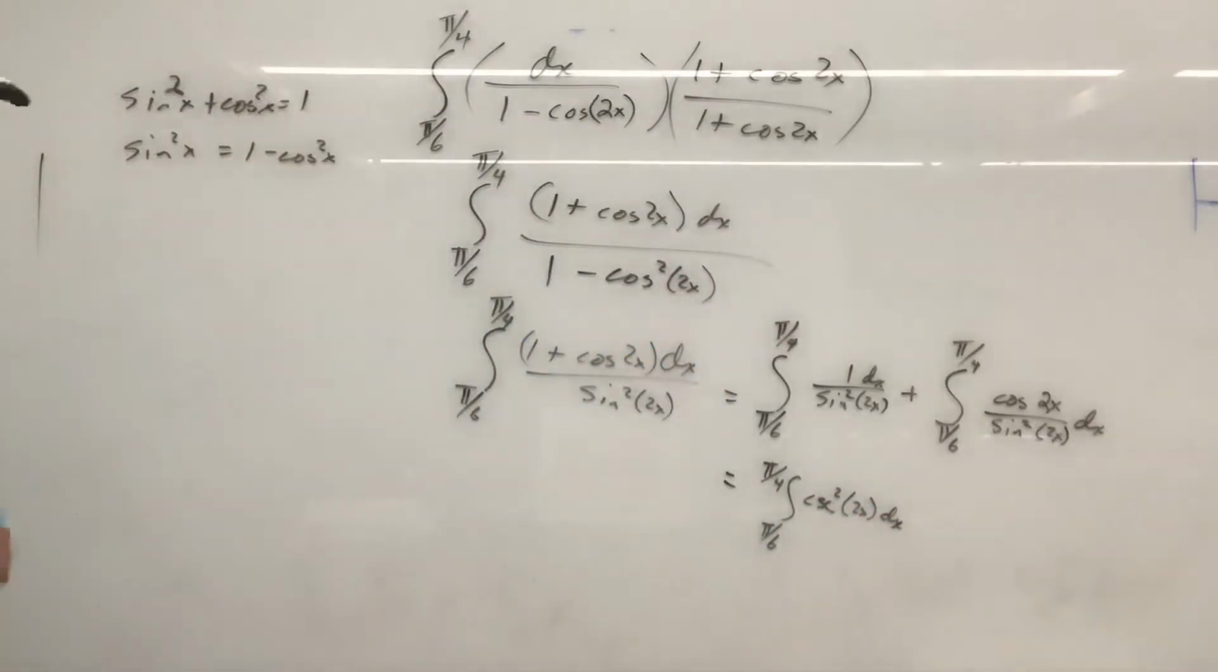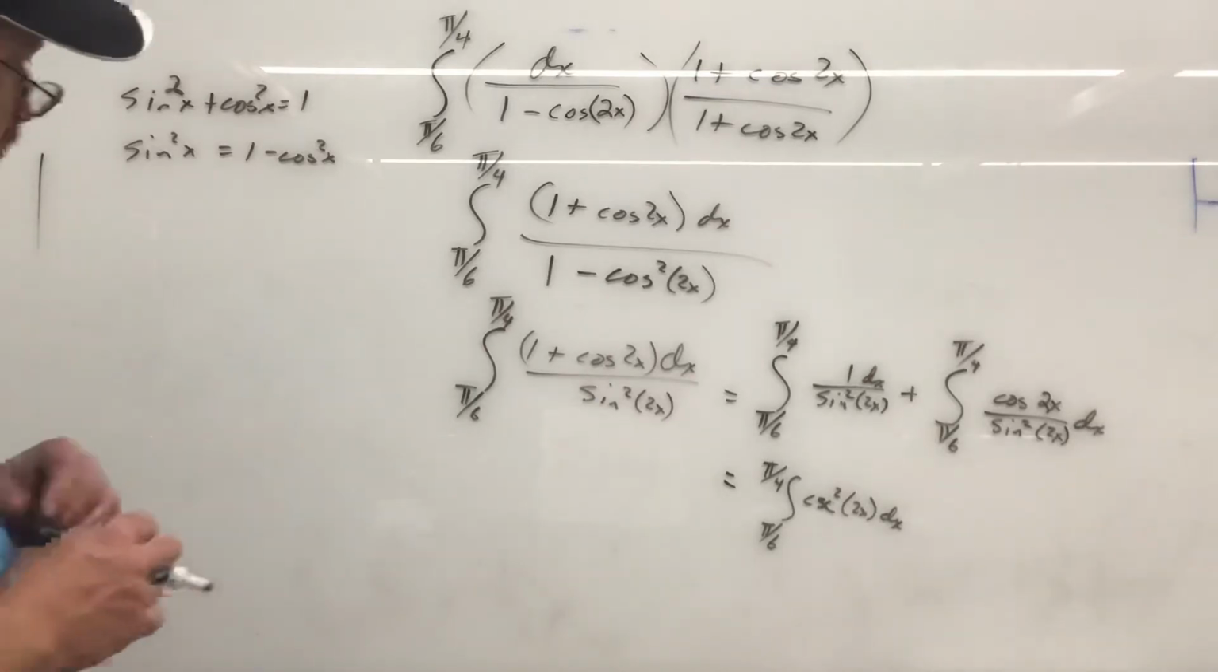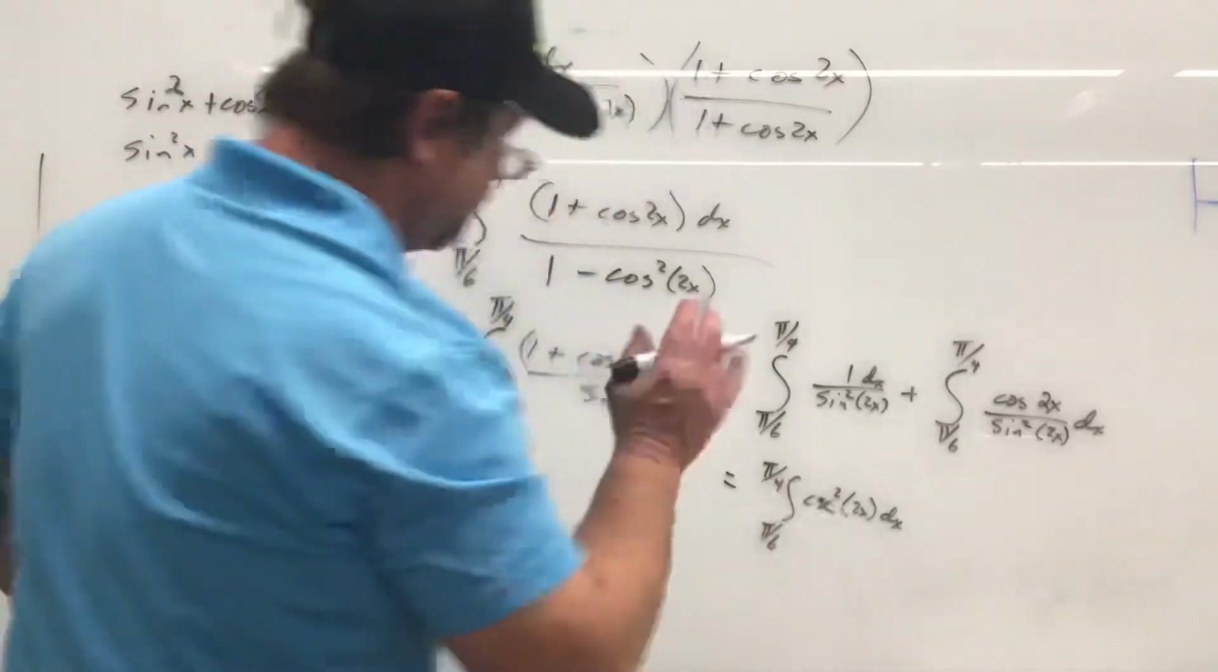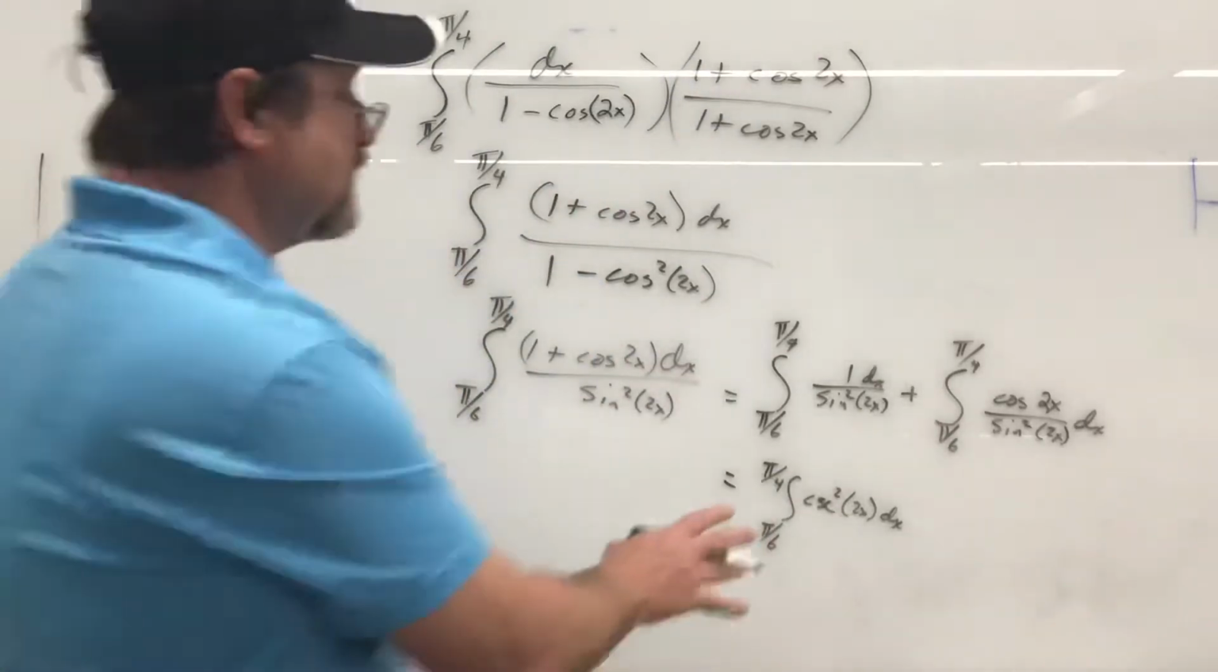Now, in the same way that secant squared comes from tangent, you'd actually get negative cosecant squared if you took the derivative of cotangent. So this is going to go to being a cotangent. We're going to have to do some substitution there to get rid of the 2x, but we'll deal with that in a minute. But that's getting it into a form that we know how to deal with.